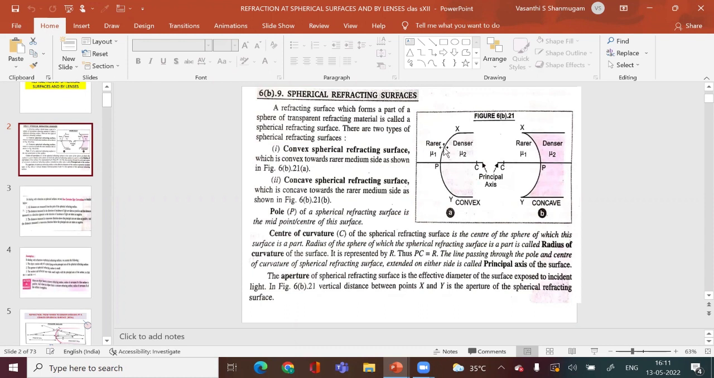This is the convex portion. This convex portion will be facing the rarer medium. And you define pole, center of curvature and aperture. I don't think these concepts will be tested, but anyway, we have to teach them.